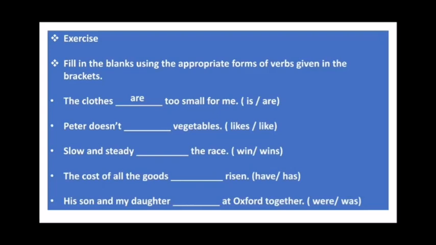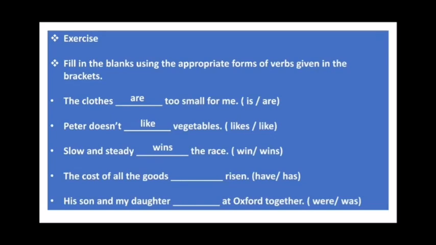Next, Peter doesn't dash vegetables. So we have to write either likes or like. So the answer is like. Peter doesn't like vegetables. Next, slow and steady dash the race. So in the bracket we have win and wins. The correct answer is wins. Slow and steady wins the race.